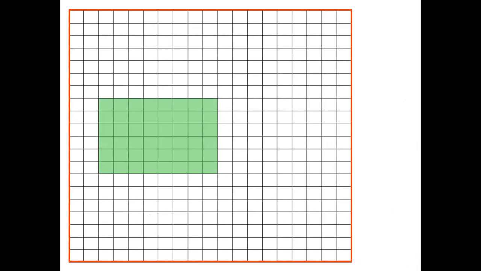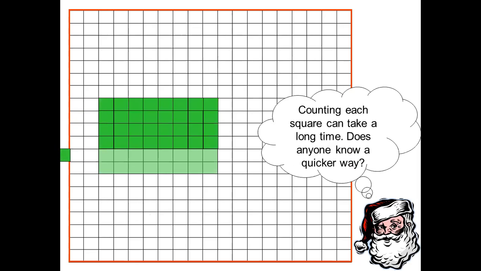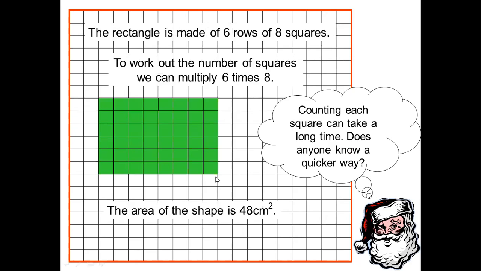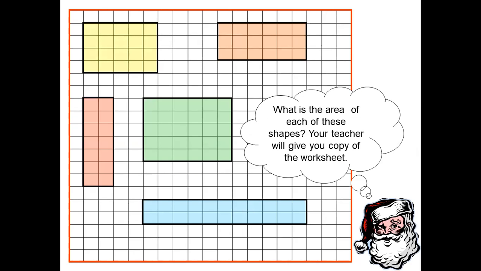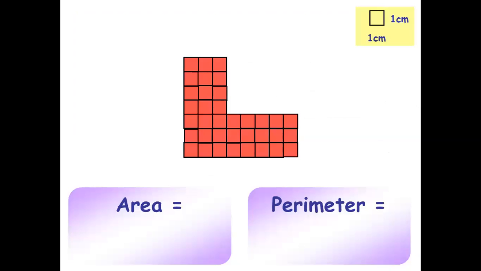Okay, if I have a rectangle like this, as we said before, we are going to count the squares from inside, or we are going to count and know this side and this side and multiply them together. So it's going to be 48 centimeter square. These are some examples for us to know that we count the squares from inside. Let's see this shape.